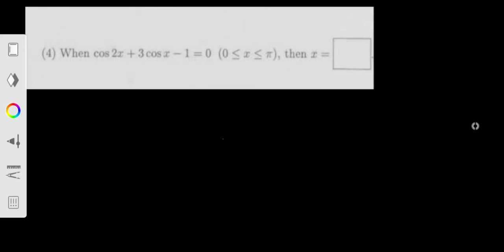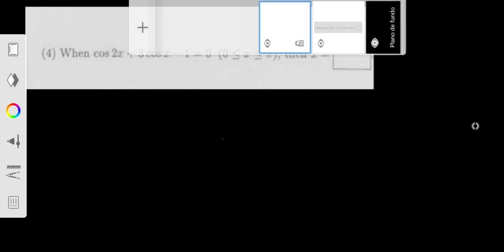So, hello everyone, let's continue solving MEXT exam, Math B 2012, question 1.4. When cosine of 2x plus 3 cosine of x minus 1 is equal to 0, and x is in the interval between 0 and pi, then x is. So, first, let's remember that cosine of 2x is equal to what?